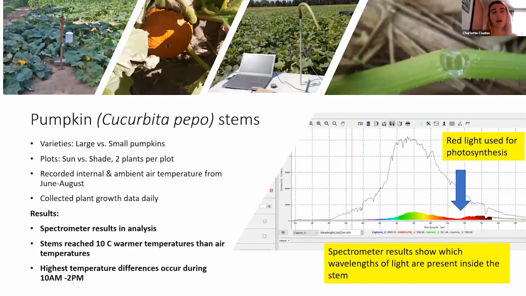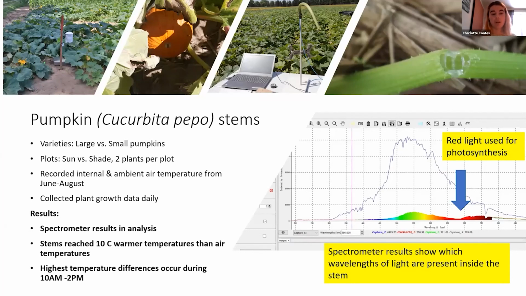The next project that we were able to have good results with this year was the pumpkin stems, where we were looking at large versus small pumpkins, as well as sunny versus shady pots with 2 plants per pot and multiple stems per plant being studied. We recorded the internal and ambient air temperature from June to August and collected daily plant growth data.